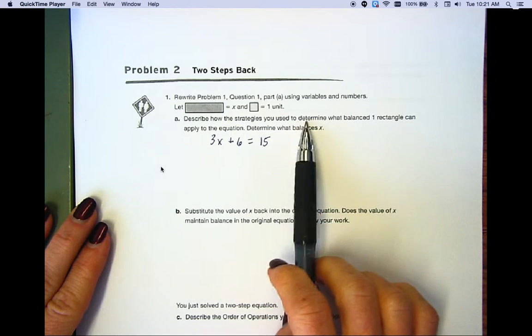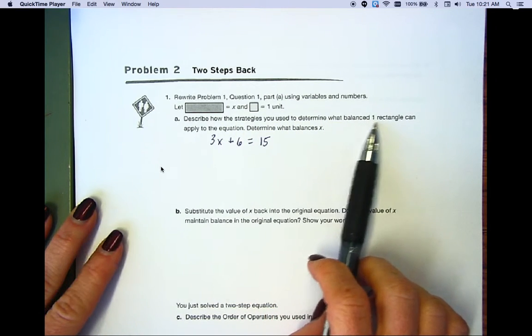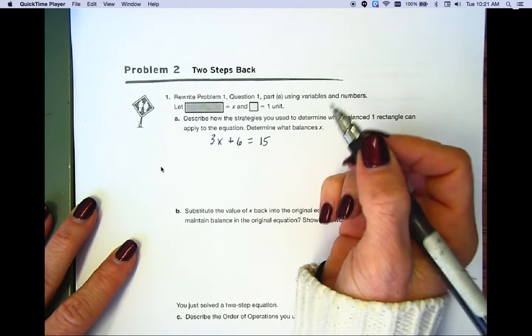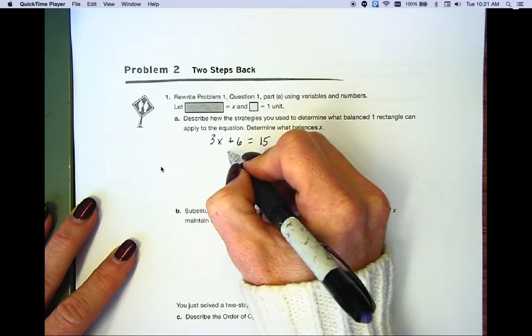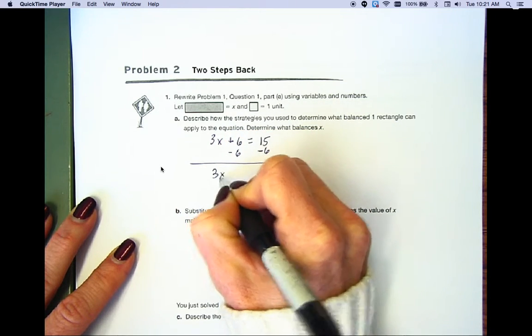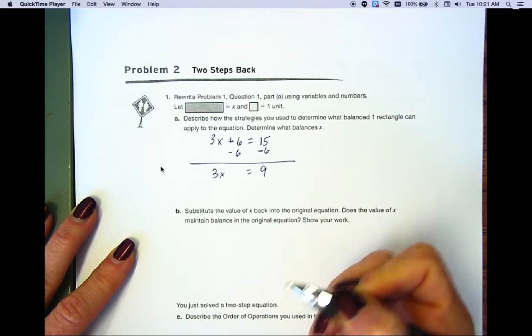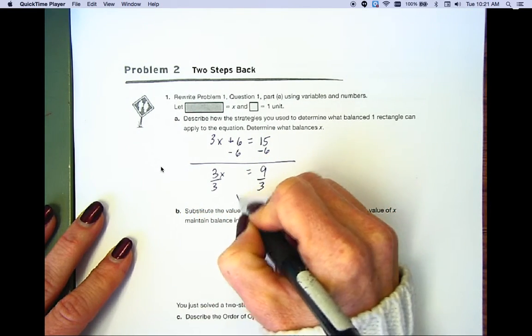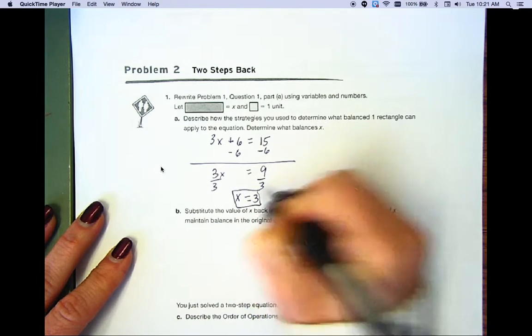So describe how the strategy we used to determine what balanced one rectangle can apply. So the first thing we did was we subtracted 6 from the pan balance. Well, that would be what we do algebraically too. And then the second step is we divide it by 3, and that's what we're doing here. So we get x is 3.